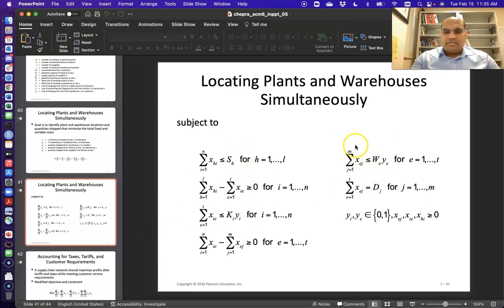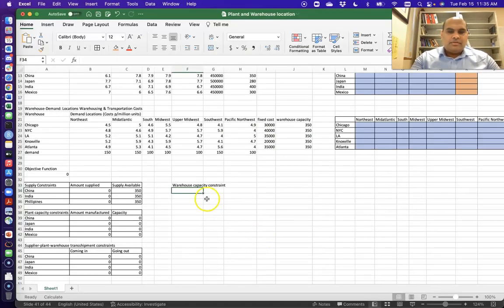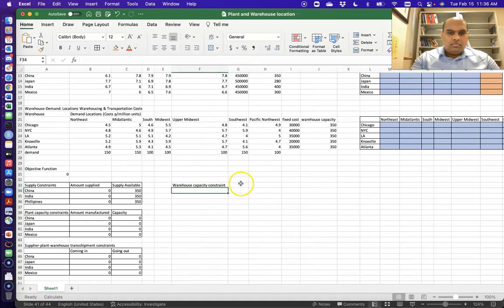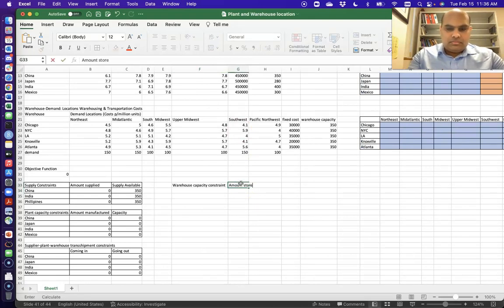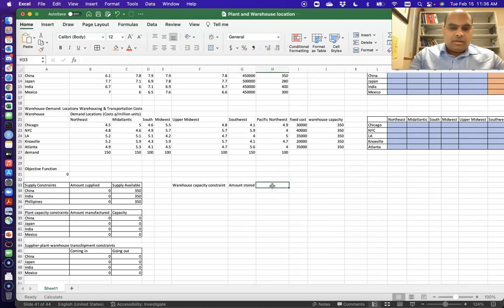So we're writing the warehouse capacity constraint, and then we'll write the transshipment constraint, and finally the demand constraint, right? The supply constraint, capacity, yeah, that's it. Let's write the warehouse capacity constraint. This is the amount stored at the warehouse, and this cannot exceed the capacity of the warehouse.